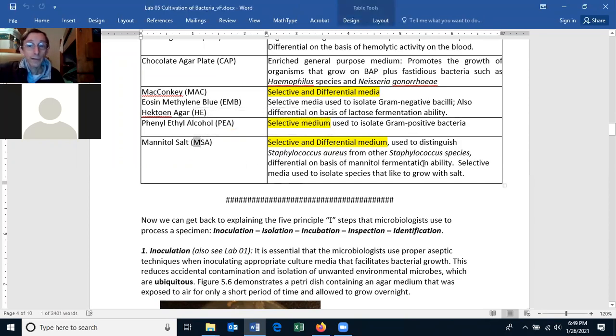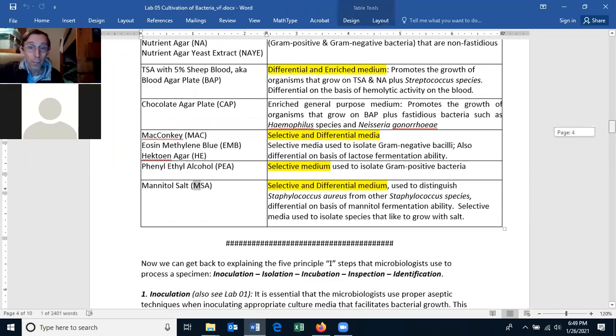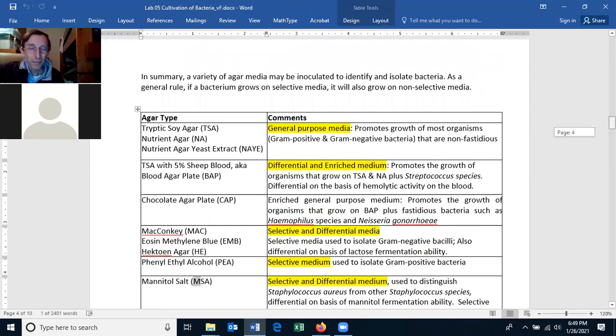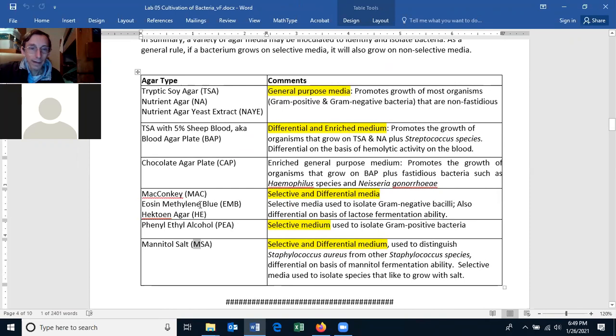All right, any question about any of this table? You might not have to memorize all of it, but you should memorize part of it, like certainly the general purpose, the differential and enriched media, selective and differential, selective media.